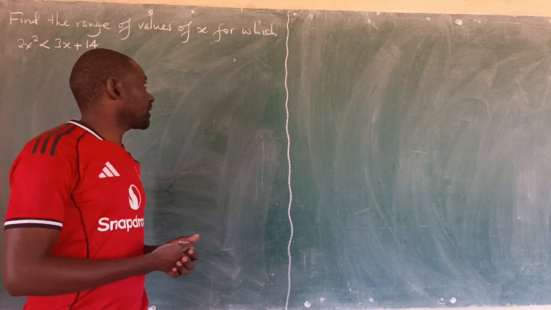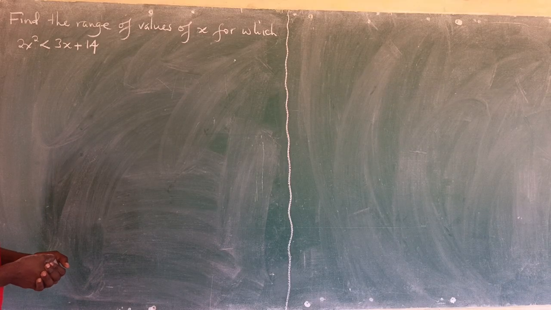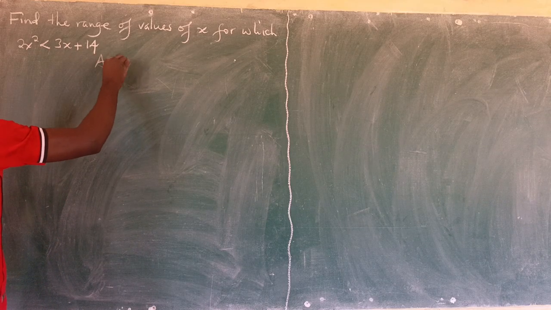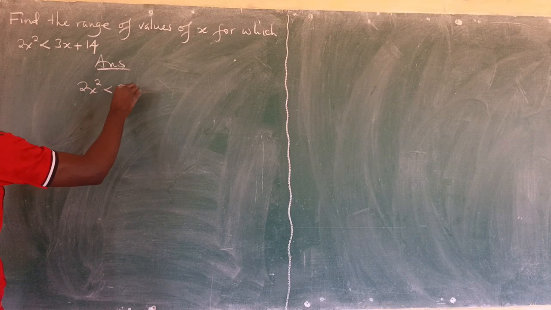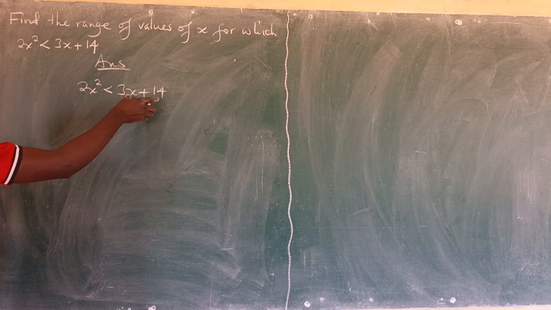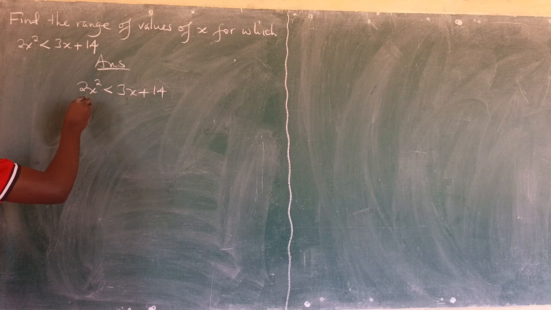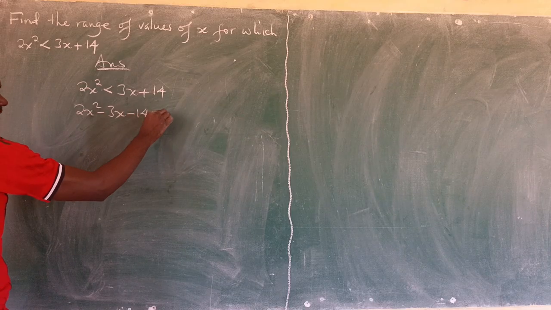Okay, we look at this question which says find the range of values of x for which 2x squared is less than 3x plus 14. Right, so our answer: 2x squared less than 3x plus 14. Let's bring all these terms to this side of the less than side. So 2x squared, if this one is brought this side, it will be minus 3x, then minus 14 is less than 0.